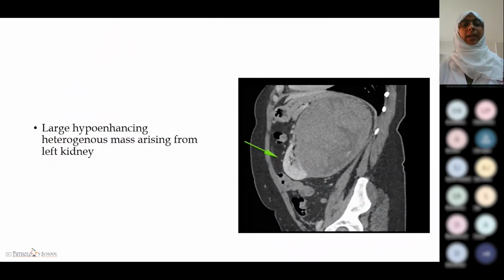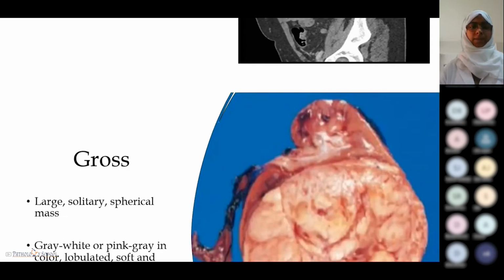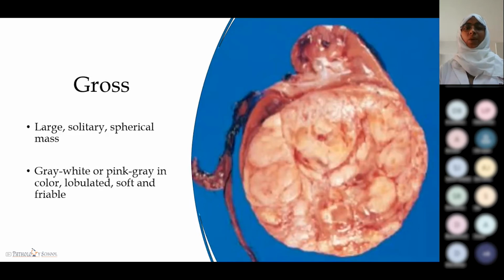These tumors present as large hypoenhancing heterogeneous masses arising from the left kidney. It is difficult to differentiate from neuroblastoma, so we have to do MRI diffusion studies to differentiate them. Grossly, you see large solitary spherical masses, gray-white or pink-gray in color, sharply demarcated from the renal parenchyma. In pre-treated cases of these tumors, hemorrhage and necrosis are also seen.